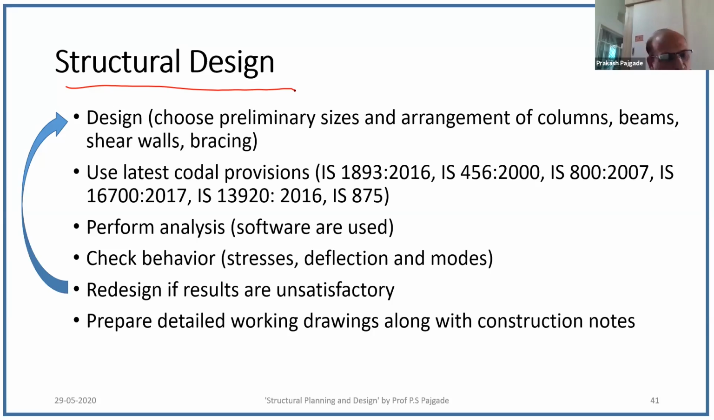If performance is not satisfactory, then we'll have to redesign. So we'll have to change some dimensions of the columns, shear walls, bracings, etc. We'll have to redesign the things, and again check this. This will be an iterative process, and after the design is satisfactory, we'll have to prepare detailed working drawings along with the construction notes. So this is the structural design procedure.